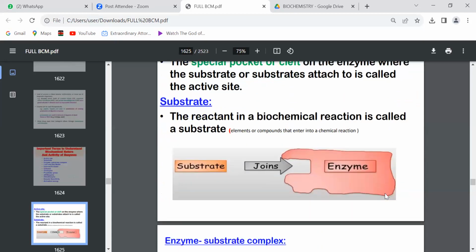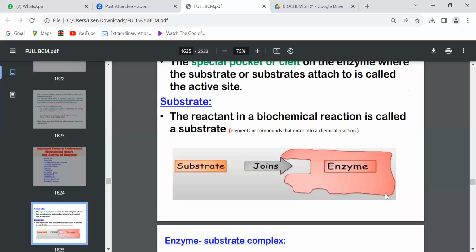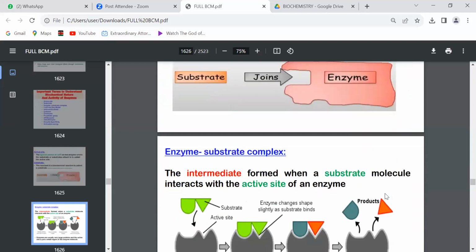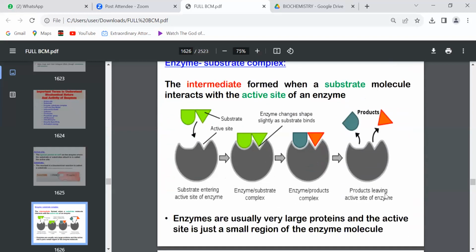Yeah. So an active site is just a small pocket or cleft where the substrates bind, and the substrate is the reactant in the biochemical reaction. Then when they bind, they form the enzyme substrate complex, which then dissociates. It can dissociate back into the enzyme and the substrate, or it can continue to form a product. And the enzyme is, of course, left unaffected, so it can continue catalyzing the reactions.